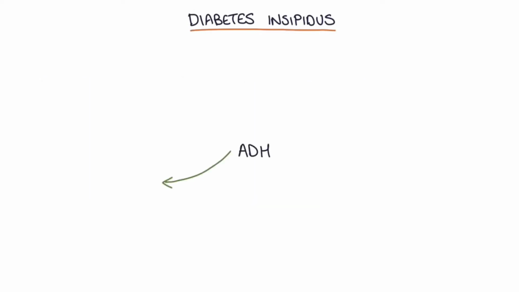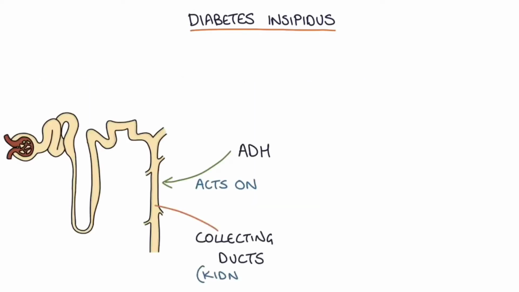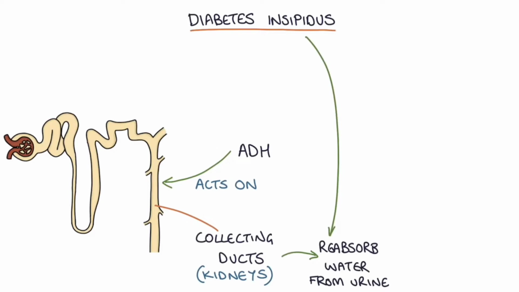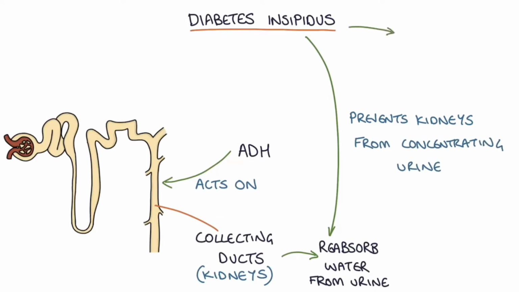Remember that antidiuretic hormone acts on the collecting ducts in the kidneys and allows them to reabsorb water from the urine. So having diabetes insipidus prevents the kidneys from being able to concentrate the urine, and this leads to polyuria, or excessive amounts of urine, and polydipsia, or excessive thirst, because the blood is so concentrated.